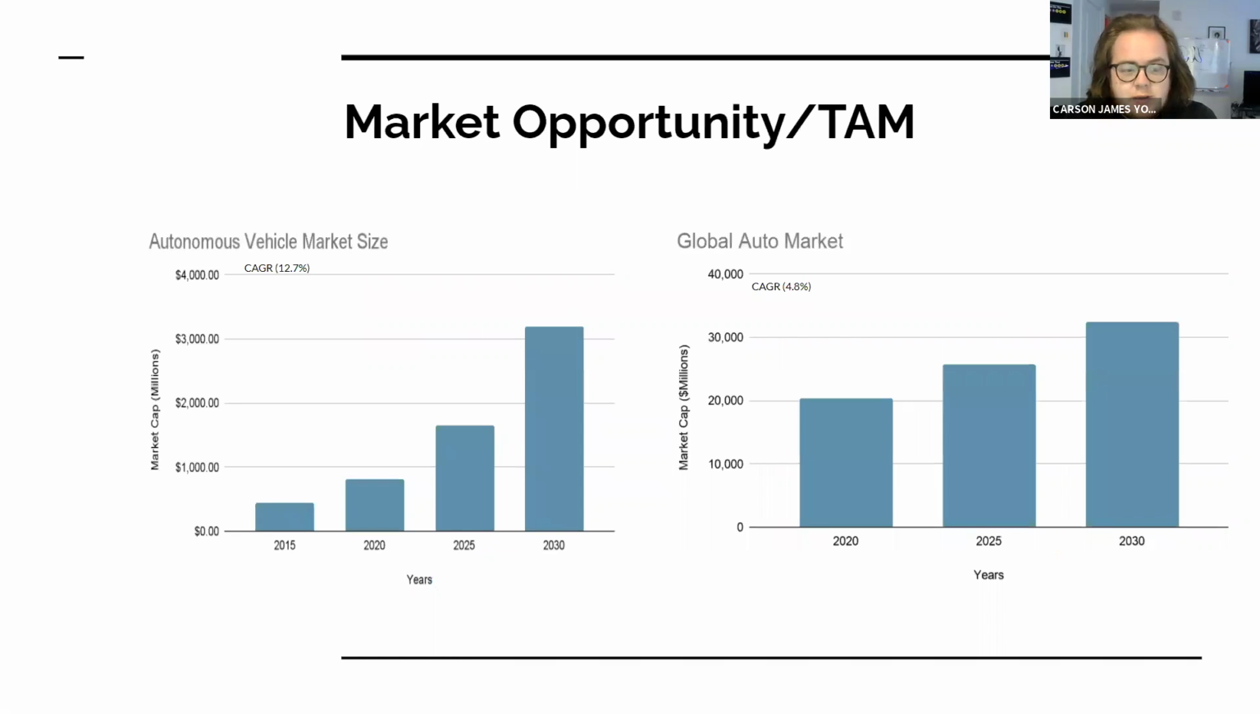Our current market opportunity. So the autonomous vehicle is the market that we're actually targeting currently, with a compound annual growth rate of about 12.7%.